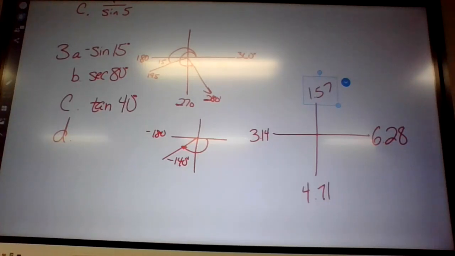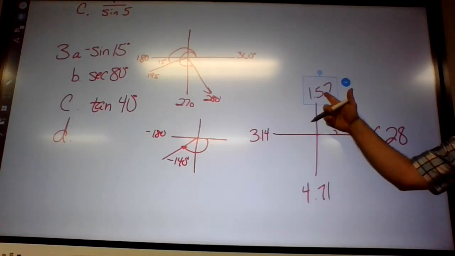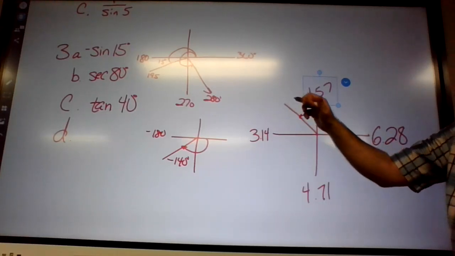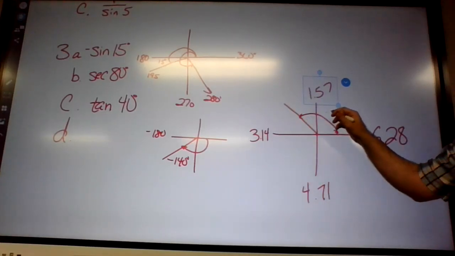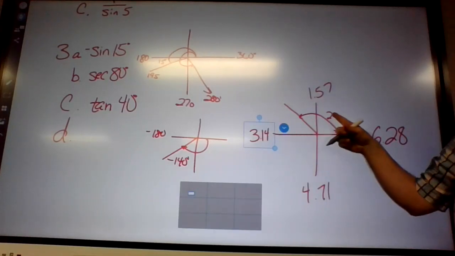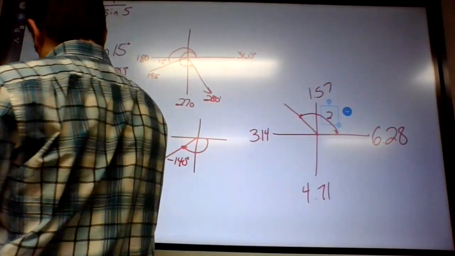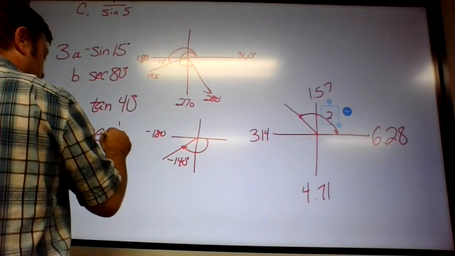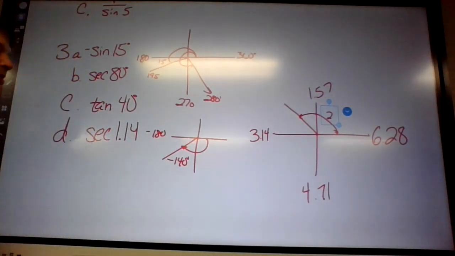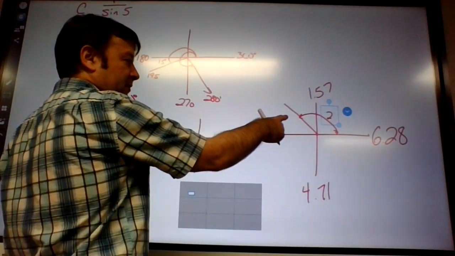Okay, so what quadrant is 2 in? Yeah, somewhere over here. So instead of figuring out how far it is from 180, we need to figure out how far it is from 3.14. So 3.14 minus 2 is 1.14. So it's secant of 1.14. Secant is based off of cosine. So is cosine positive or negative?